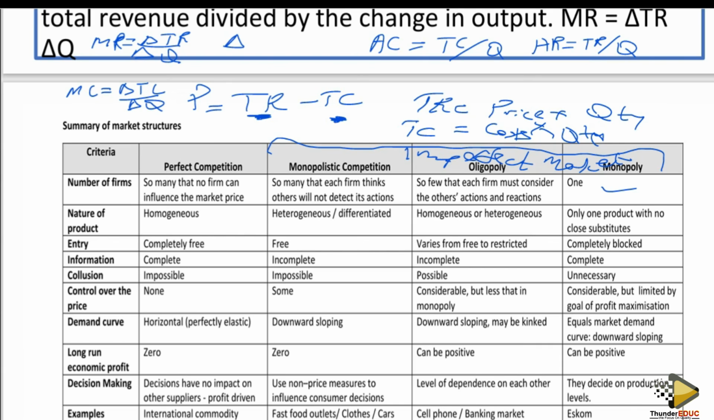Now we have the nature of the product, meaning the type of product. Here they are selling a homogeneous product, meaning the same product. But here you are saying they are selling a heterogeneous or differentiated product. What we mean is that there is a slight difference. If they are selling chicken, I'm making an example, they will be selling chicken with different menus. That's what it means. In the same manner, here we also have a homogeneous or heterogeneous product.